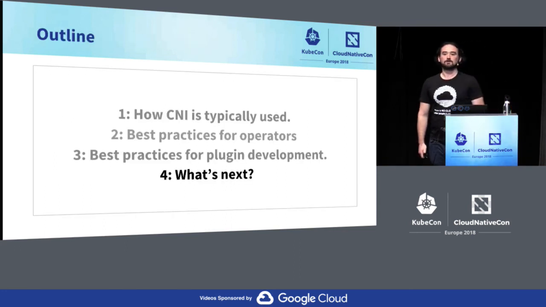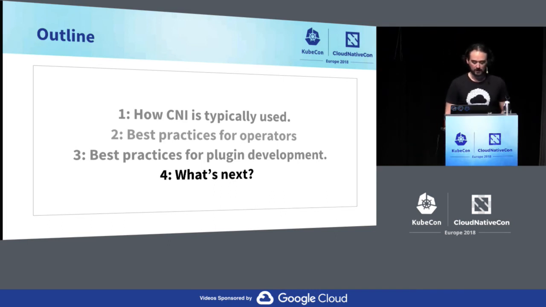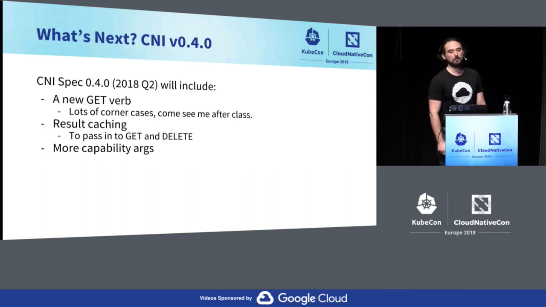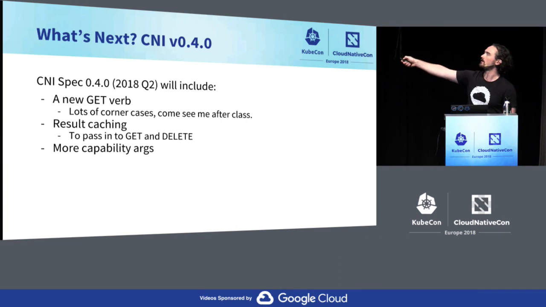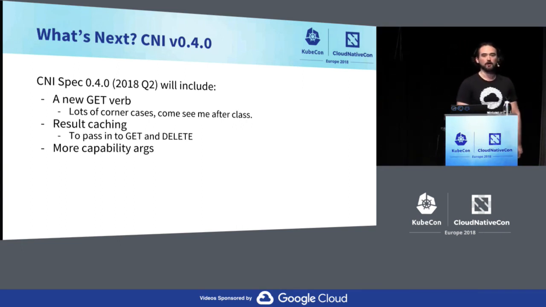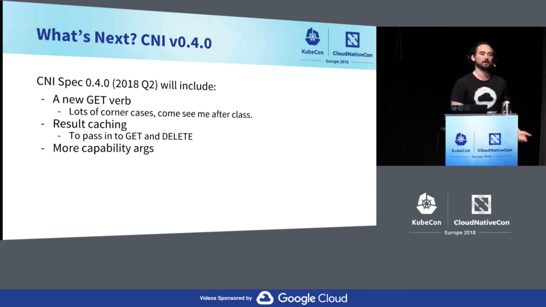Cool. There's a lot of information, but I kind of wanted to get technical. Very briefly, I'm going to talk about what's next. CNI 0.4 is going to be released in the next month or so, and the big thing that it has is a get verb, result caching, and more capability arguments. Get has wound up with a lot of corner cases, so it took us a really long time to figure out how to do this exactly correct. The spec language still needs a little cleanup.